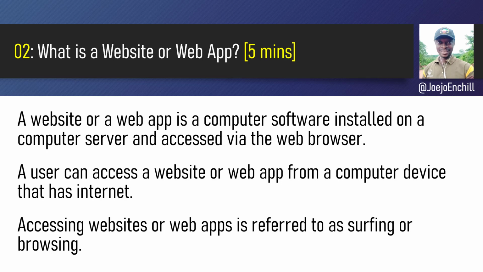That is to say, a user can access a website or a web app from a computer device that has internet access. This is because the web app or the website is installed on a computer somewhere far away from the user. This computer is what we refer to as server computer or simply server. And then the computer or the device from which the user can access the web app is what we refer to as client or client computer.